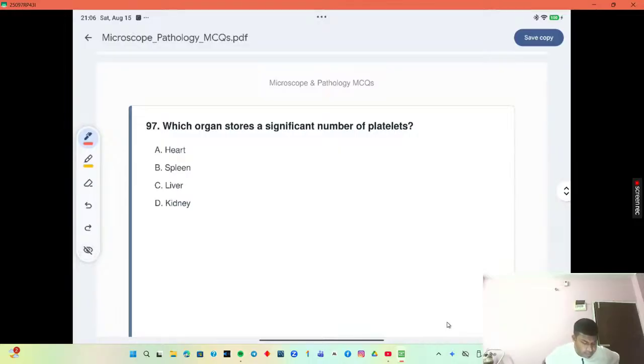Here the question is given as which organ stores a significant number of platelets? Can you please help me to answer this question? Which organ stores a significant number of platelets in our body? The right answer of this question will be spleen. Spleen is an organ in our body which helps us to store a significant number of platelets.